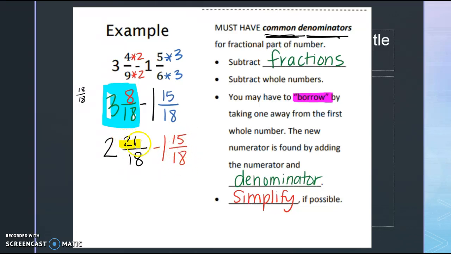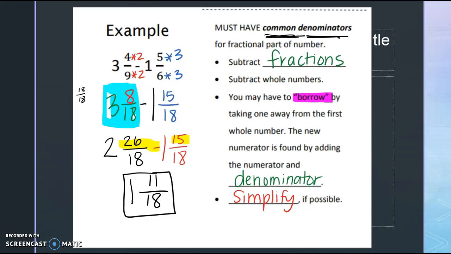Now I can do 26 minus 15. Since I can do that, 26 minus 15 gives us 11. Keep the denominator the same, 11 eighteenths. And then 2 minus 1, we have to subtract our whole numbers, we get 1. So our final answer should be 1 and 11 eighteenths. So when we borrow, it is a little bit trickier.